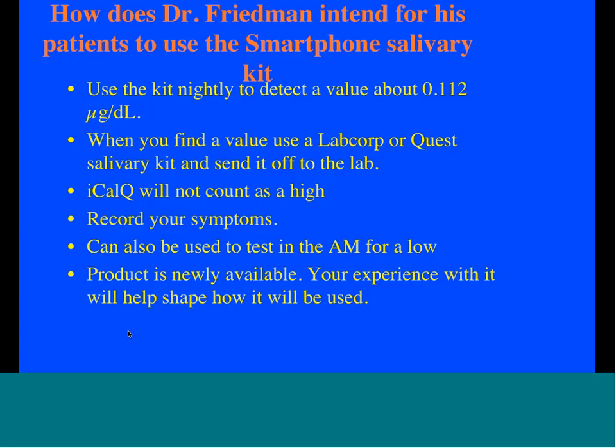You also record your symptoms, and then we'll see every night what your symptoms are compared to what these values are on this one that you do for $20 a shot. It can also be used to test in the morning for lows. So again, you can test every day and you come out to 0.6 or so, and if all of a sudden you drop down to 0.2 or something like that, that would be a good thing to say, I'm in a low. Maybe you want to get a morning plasma cortisol, or maybe you want to take a little more hydrocortisone, depending on your circumstances.